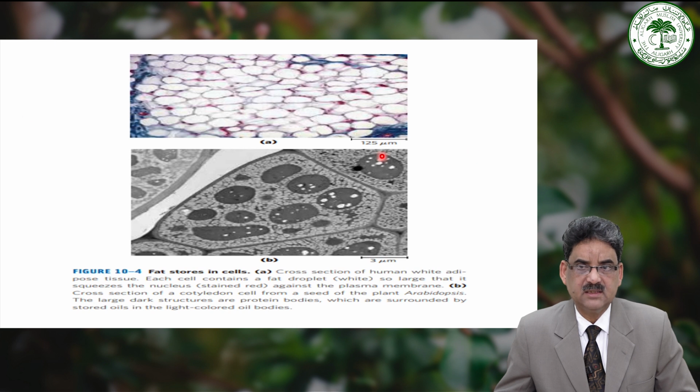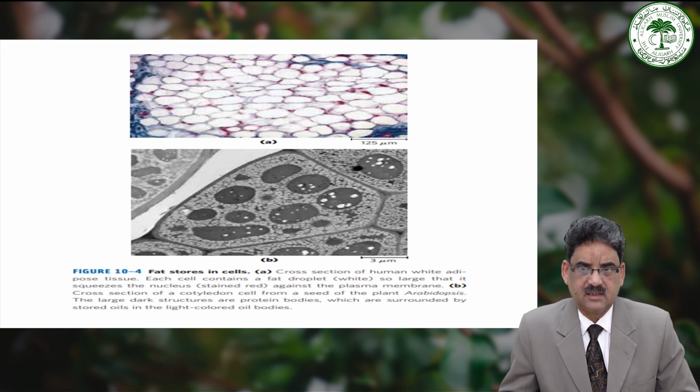As you can see here in the figure, a cross section of human white adipose tissue. In vertebrates, specialized cells called adipocytes or fat cells store large amounts of triglycerides as fat droplets that nearly fill the cell.